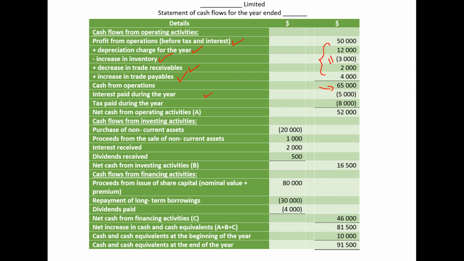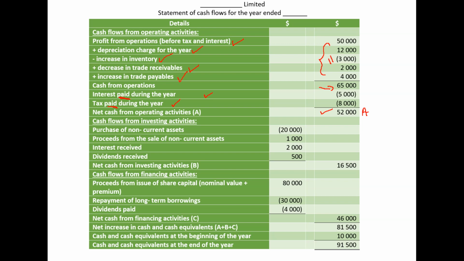Then we will subtract any interest which is paid during the year. Please pay attention that this is the interest actually paid during the year. Again, we will subtract the tax actually paid during the year. These two are negative figures, and then we will arrive at the net cash from operating activities 52,000. Let us call this A.